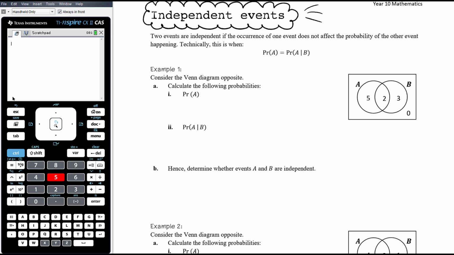Okay, so two events are mathematically independent if the occurrence of one event does not affect the probability of the other event. Technically, this is when the probability of A is the same as the probability of A given B. So it doesn't really matter that B happened, the probabilities are still the same. This would also be the same as the probability of A given B didn't happen. The point is, it doesn't matter whether or not B happened, it's just the probability of A. That's technically at the core of independence. There are other formulas we can generate from that idea that help us to assess whether or not things are independent, and we'll look at those as we work through here.